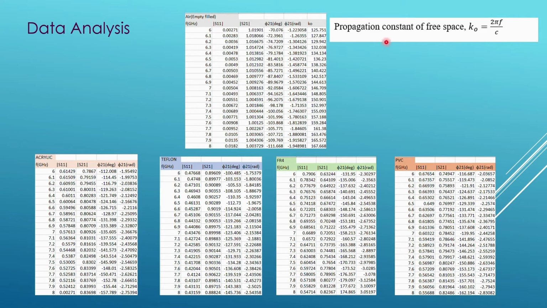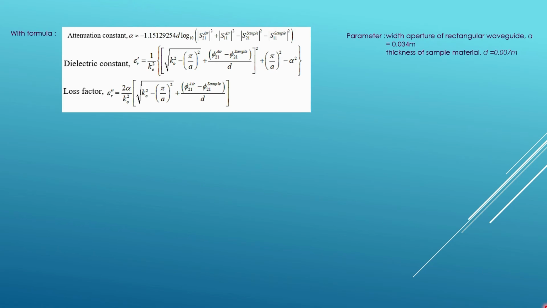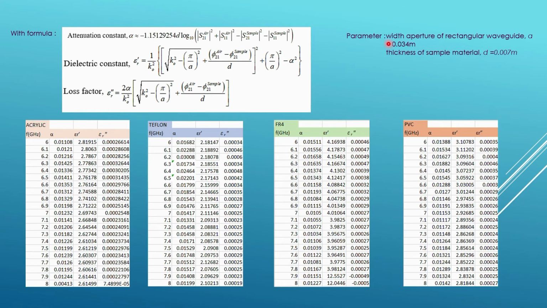The propagation constant of free space K0 can be calculated using this formula, 2πf/c. After that, we analyze the data by using Microsoft Excel with these 3 formulas to calculate the attenuation constant, dielectric constant, and loss factor. The other 2 parameters used in calculation, which are width aperture of the rectangular waveguide and thickness of the sample material, are 0.034 meter and 0.007 meter respectively. These are the results we found.